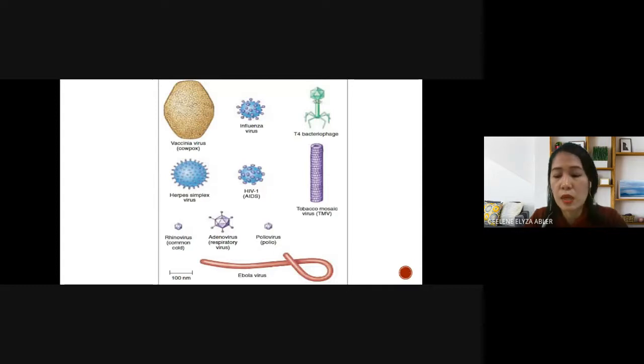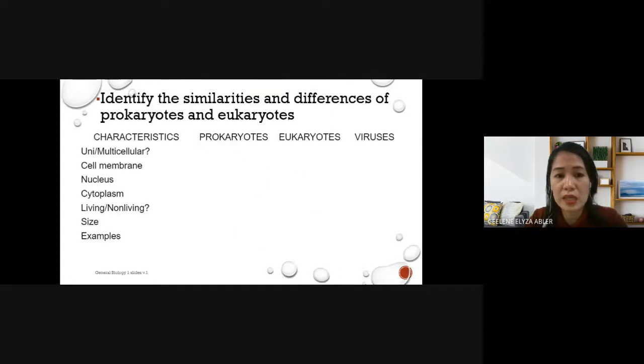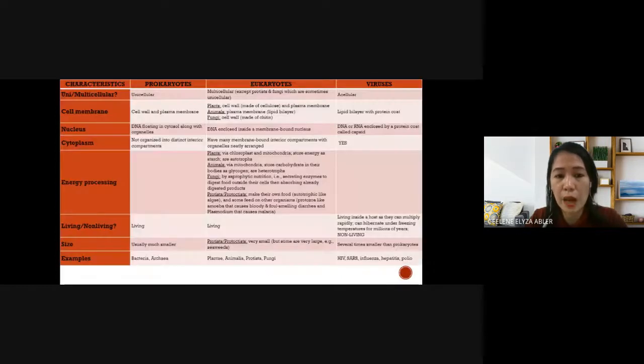If you have questions, please raise them up. These are the differences between prokaryotes and eukaryotes in the bacteria. If you have time, you can read up on this. This is the summary of our class today.